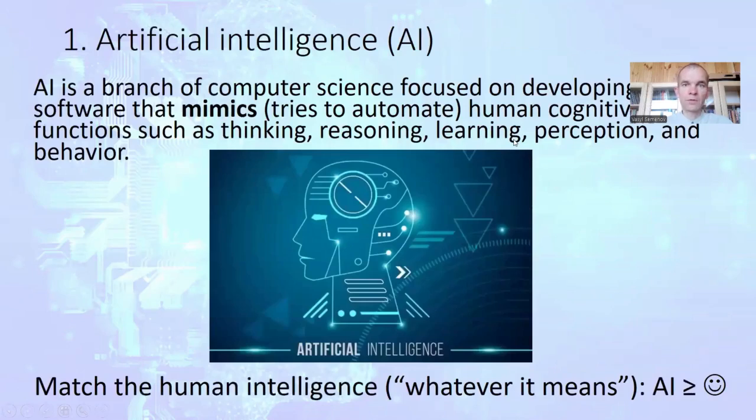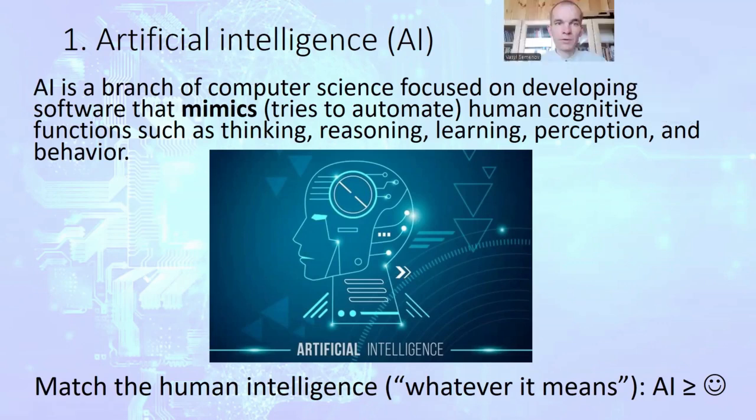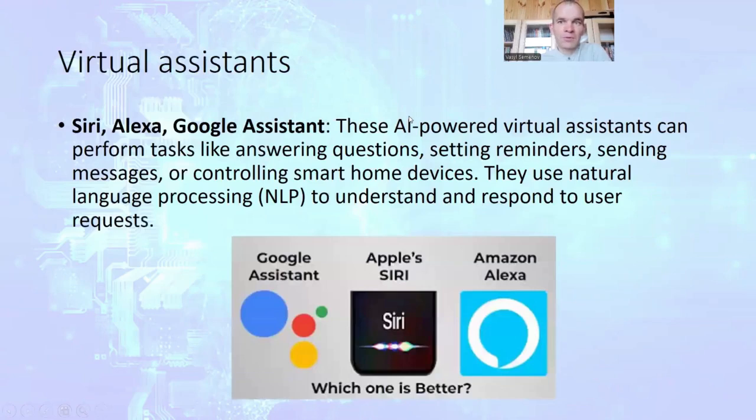By its definition, artificial intelligence is a branch of computer science focused on developing software that mimics or tries to automate human cognitive functions such as thinking, reasoning, learning, perception, and behavior. And the goal of artificial intelligence is to match human intelligence, whatever it means. There is still no clear definition of intelligence in modern science, but nevertheless, AI aims at overcoming the possibilities of human intelligence.